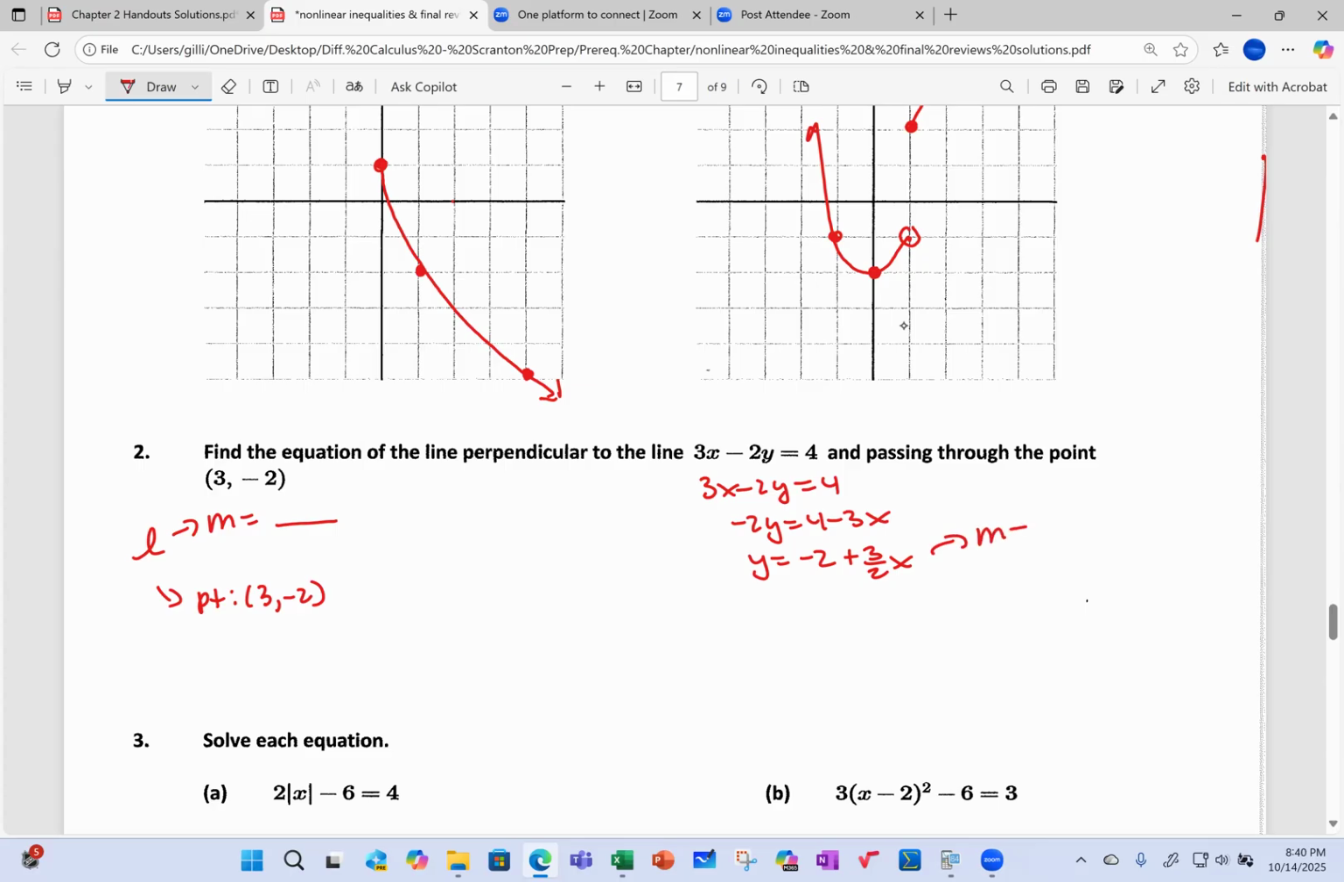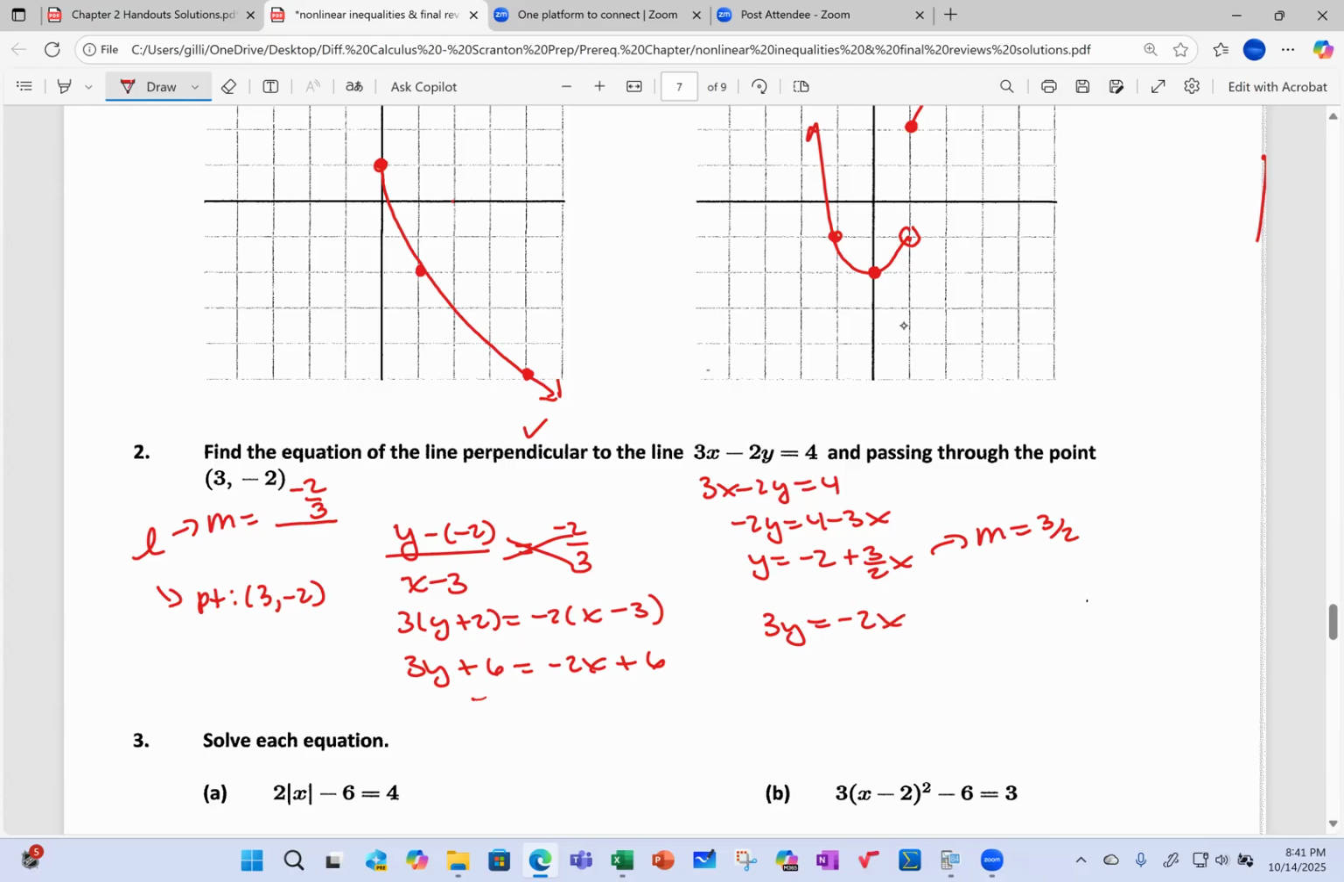The slope of this line, though, is 3/2. So to be perpendicular, I need its negative reciprocal, which is -2/3. So I'm going to set this up as y minus the -2 over x minus 3 equals -2/3. So when I cross multiply, I'll get 3 times y plus 2 equals -2 times x minus 3. Distribute. And then I'm going to solve for y by subtracting 6. When I do that, those 6's will add to 0. And then divide by 3. And there's my line.